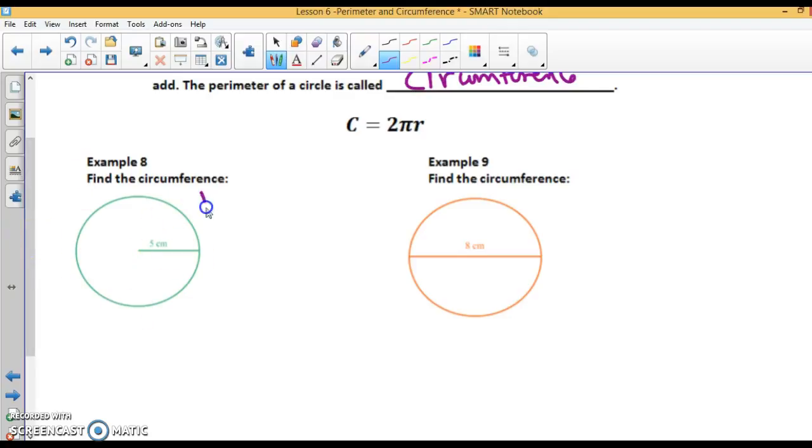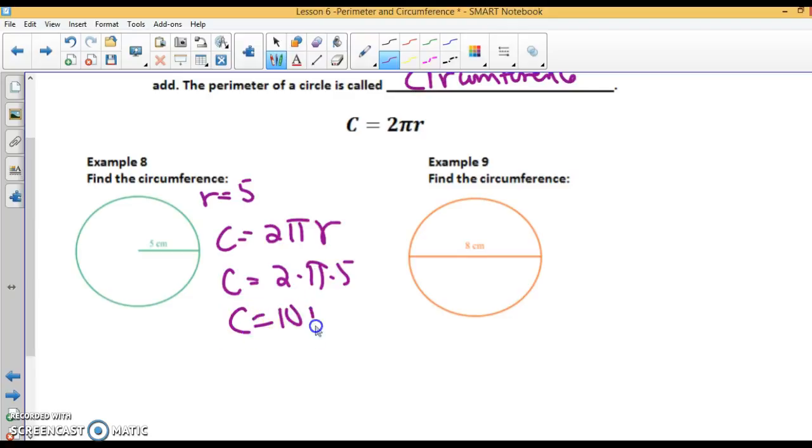Well, this is r. They gave you r. So, our circumference, 2 pi r. If I do exact, it'll be 2 times pi times 5. 2 times 5 is 10. So, it'll be 10 pi centimeters. That is exact.